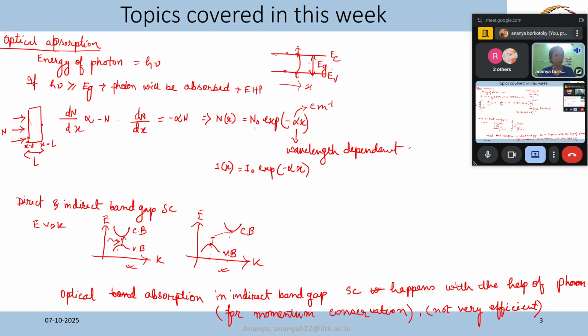We prefer direct bandgap semiconductors for optical applications, but that does not mean that indirect bandgap semiconductors are not at all useful. We can use those. What is the reason? Even if it is not efficient, you can see here that it needs a phonon for recombination also, not only for electron and hole pair generation. For recombination also there is a need of a phonon for momentum conservation. So that process is also not very efficient.